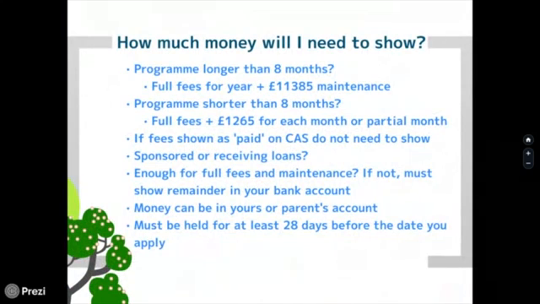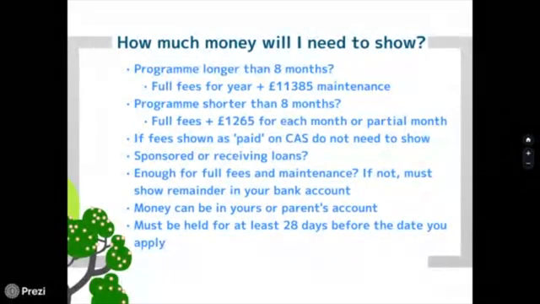So how much money do I need to show? Well, this looks very complicated, but don't worry, it's not too bad. If your program is more than 8 months long, so if it's a degree program, you're going to need to show £11,385. That's what's considered by UK Visas and Immigration to be the amount of money you need for the first year. If your course is longer than a year, you don't need to show any more money. That's the maximum that you need to show, but obviously that's a reasonable amount of money.